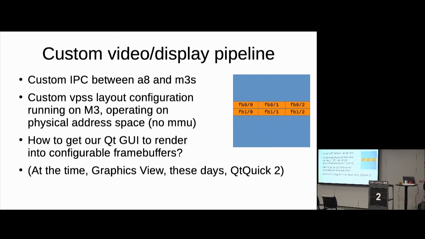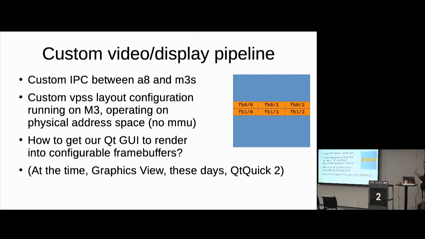So don't worry if you don't know all the keywords here, but we had to build a custom interprocess communication, custom IPC, between the A8, which is an ARM processor, and the M3s, which are a different, worse kind of ARM processor. There was something called a VPSS, which is a dedicated hardware chip responsible for placing stuff on screen. It was also being controlled by custom software that we wrote, running on one of the M3s, and it operated on physical address spaces, which meant there's no MMU.